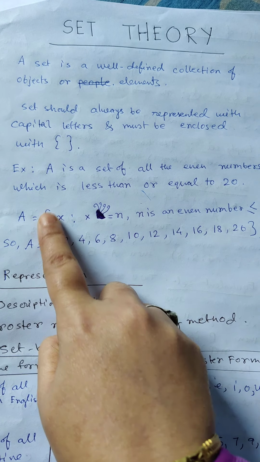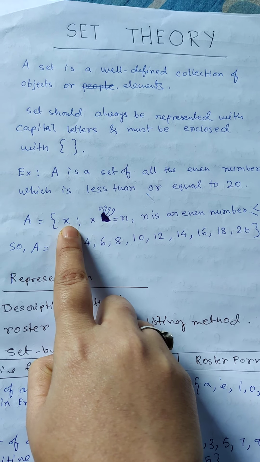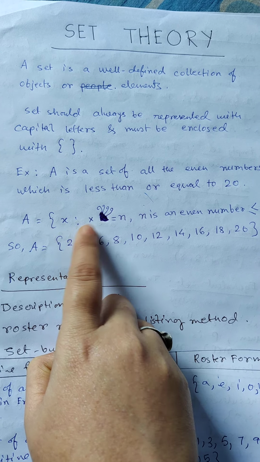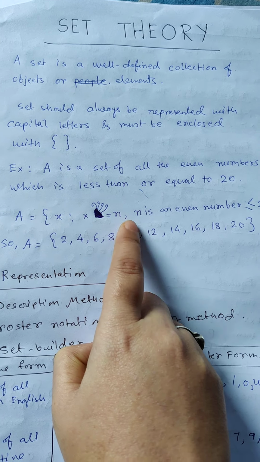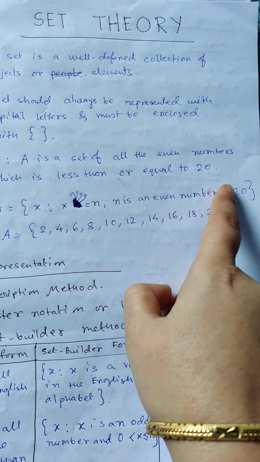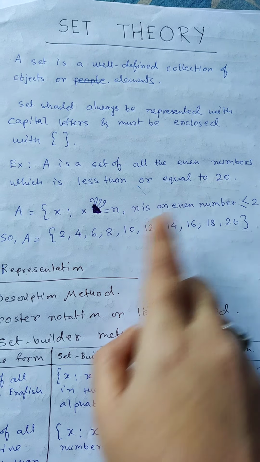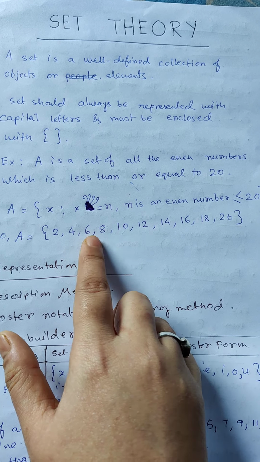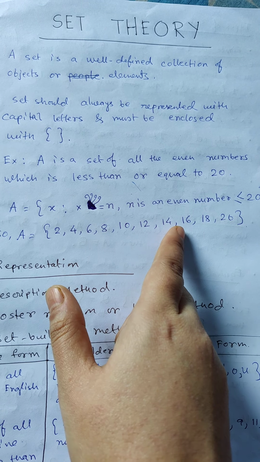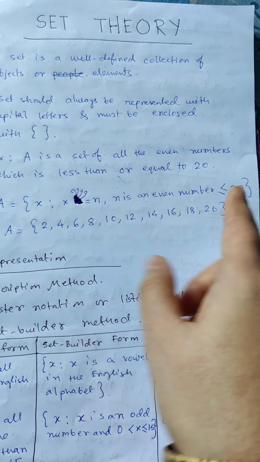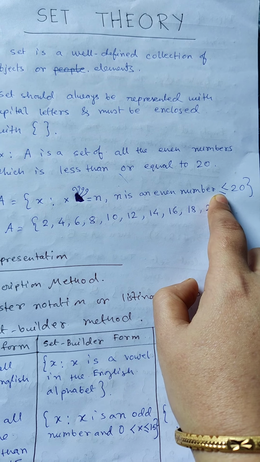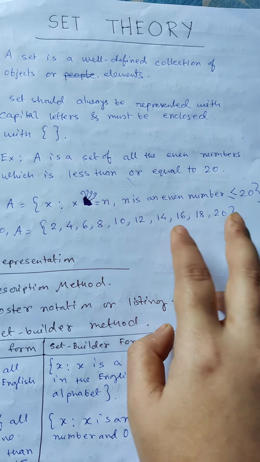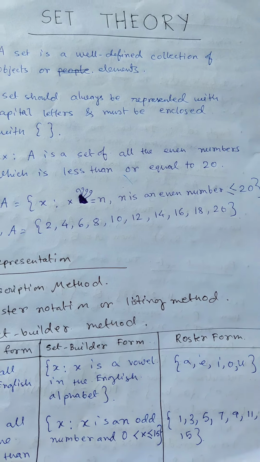Now I have written this in the variable form, or the set builder form. A in the curly brackets, x, I have taken the variable as x, and x equal to n, where n is an even number less than or equal to 20. So it can be 2, 4, 6, 8, 10, 12, 14, 16, 18 and 20, as this is less than or equal to 20. So I couldn't take anything after 20.